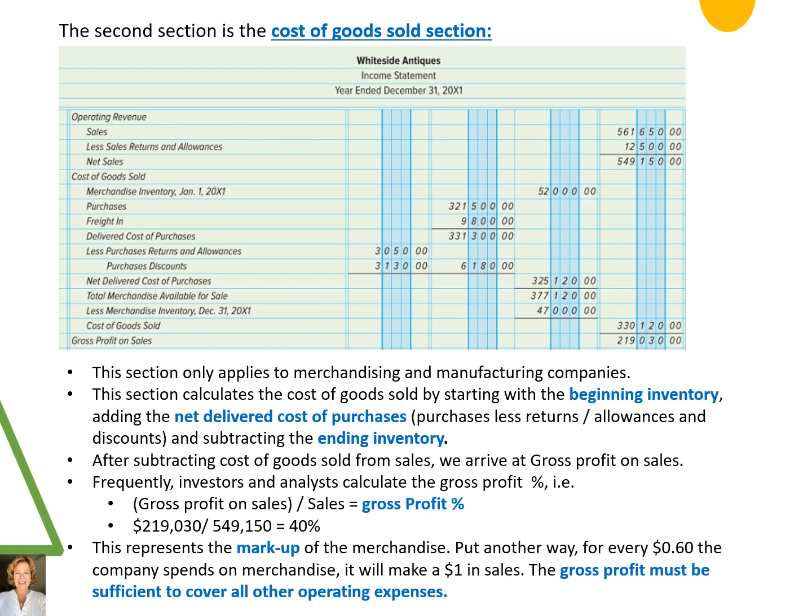After subtracting cost of goods sold from sales, we arrive at gross profit on sales. Frequently, investors and analysts calculate the gross profit percentage, which is the gross profit on sales divided by sales, or in this case, $219,030 divided by 549,150 equals 40%. This represents the markup of the merchandise. Put another way, for every 60 cents the company spends on merchandise, it will make $1 in sales. The gross profit has to be sufficient enough to cover all other operating expenses.